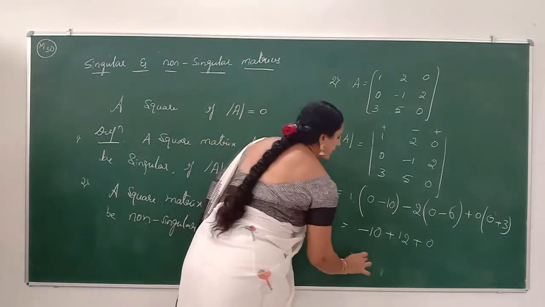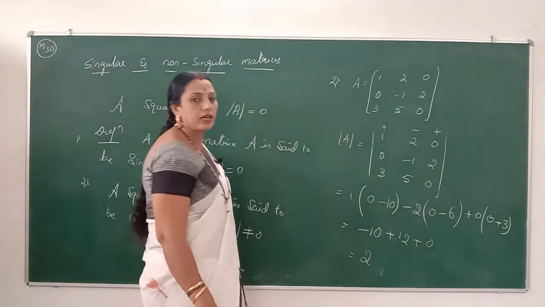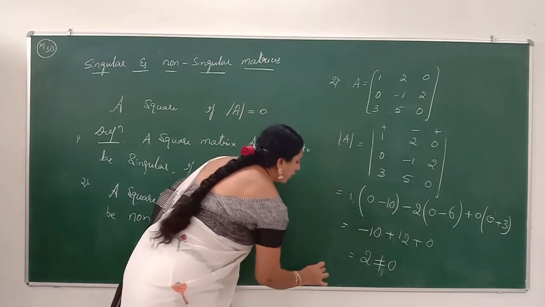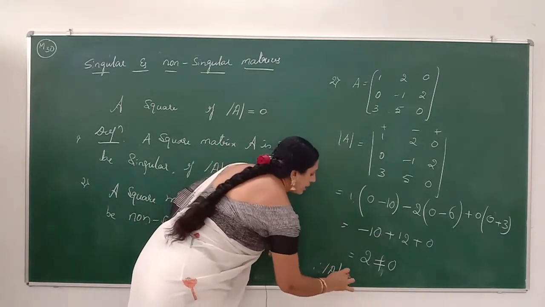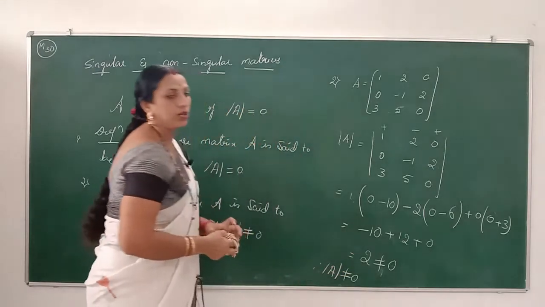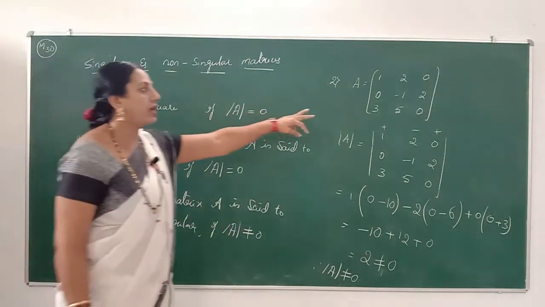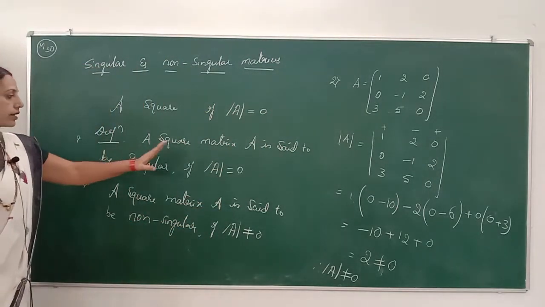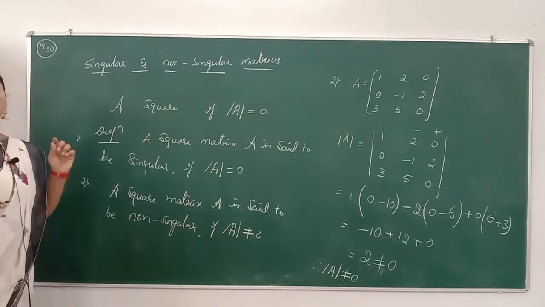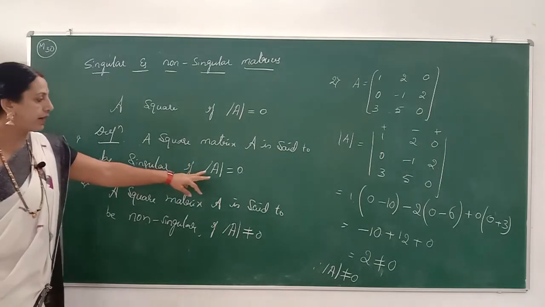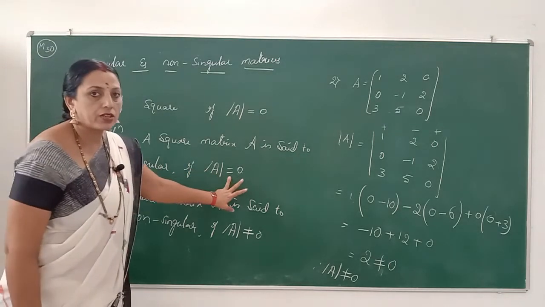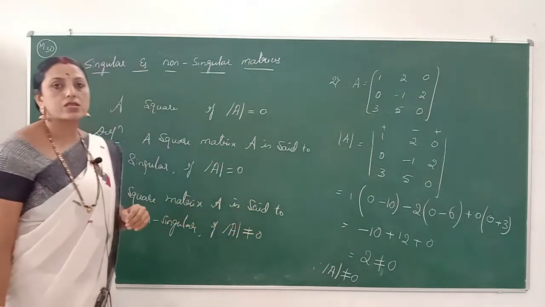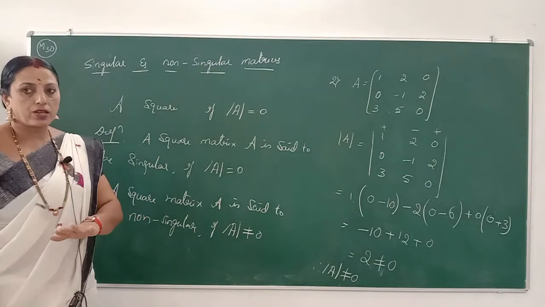So minus 10 plus 12 is 2, but 2 is not equal to 0. Therefore, determinant of A is not equal to 0, so such a matrix A is a non-singular matrix. These are the definitions with examples of singular and non-singular matrices. If determinant of A is equal to 0, it is a singular matrix, and if determinant of A is not equal to 0, it is called a non-singular matrix.